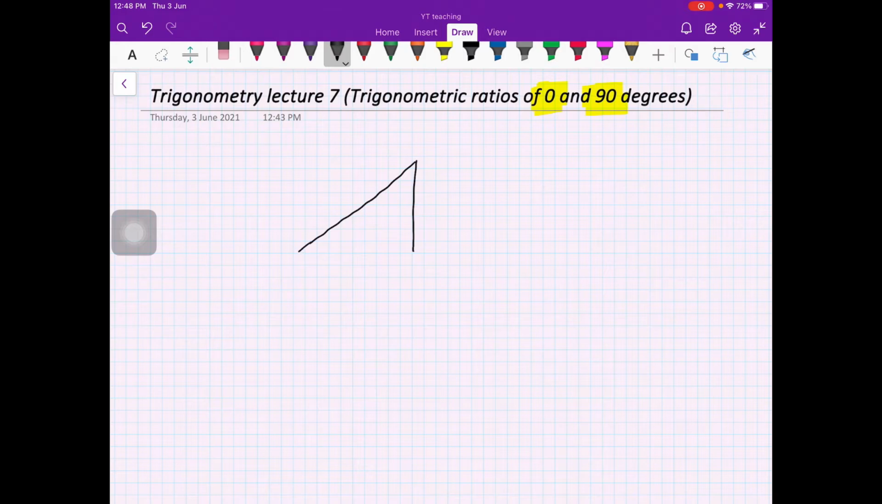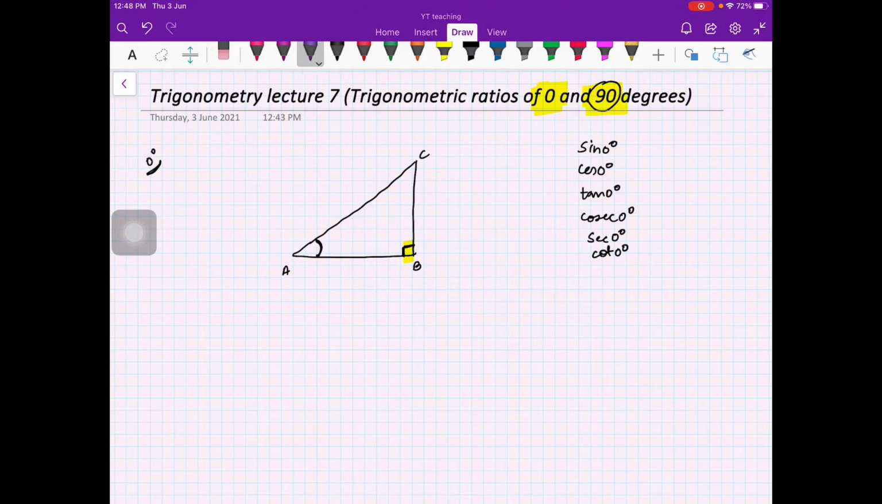So suppose you have this triangle ABC, right angled at B. Now suppose I want to find sine 0 degree, cos 0 degree, tan 0 degree, and the reverse ones: cosecant of 0 degree, secant of 0 degree and cot of 0 degree. First I am concentrating on the 0 degree angle, and then we'll go to the 90 degree angle. Students, this is my angle A. I want to make this angle smaller and smaller.